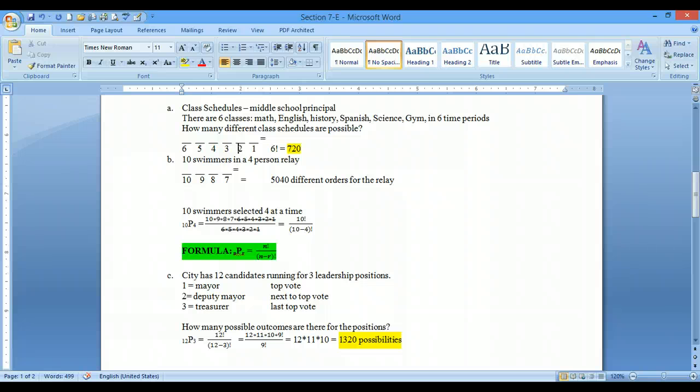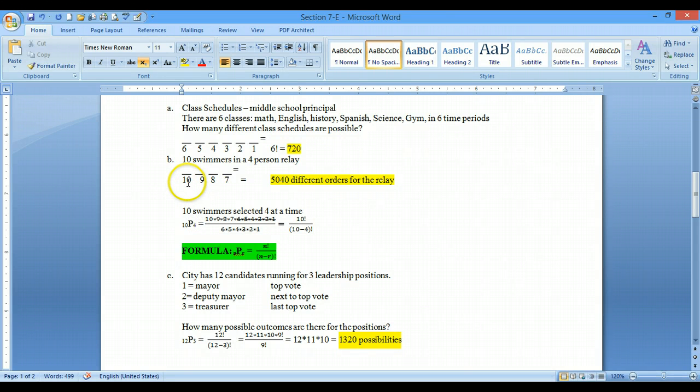So if I have 10 swimmers in a 4-person relay, I have 4 spots: 1, 2, 3, 4. So my first spot, I have 10 options for the first position, 9 for the next, 8 for the next, and 7 for the next. Multiplying those gives me 5,040 different orders for the relay. So this one didn't go all the way through 10 swimmers in a 10-person relay. This is 10 swimmers selected 4 at a time. This is written as 10 permutation 4.